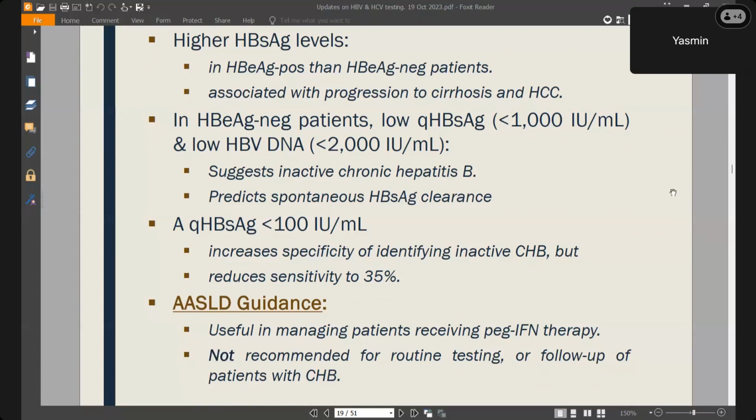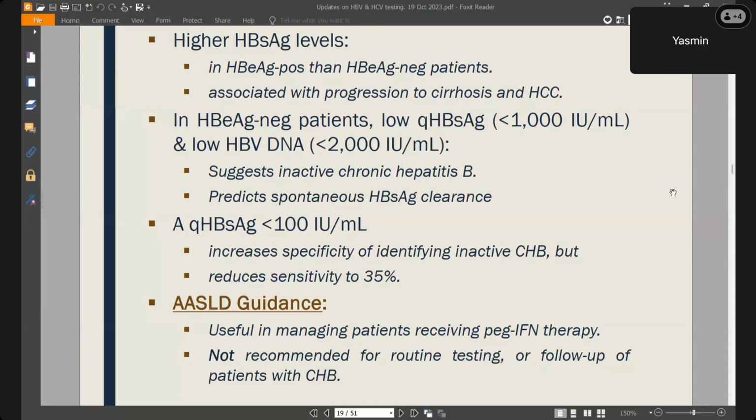Now, I have basically not provided slides with regards to what happens when you use pegylated interferon, but just enough, because remember, we're talking about diagnostics. So again, the AASLD basically provides very good details about that. But just to say that it is useful. It's useful in managing patients receiving pegylated interferon therapy. All right. So details about it is in the article. However, the most important thing is it is not recommended for routine testing or follow-up of patients with chronic hepatitis B. All right.